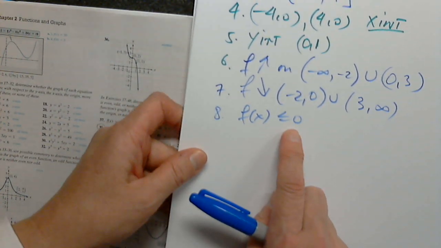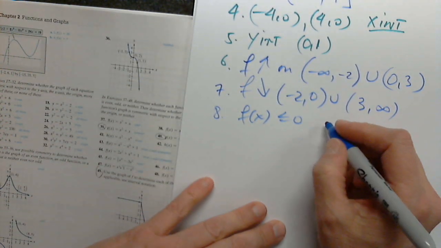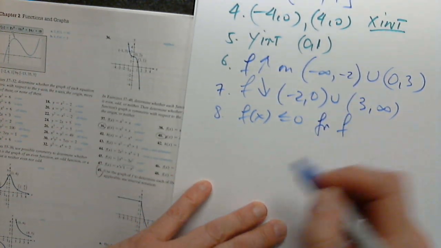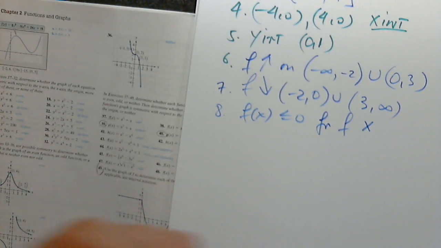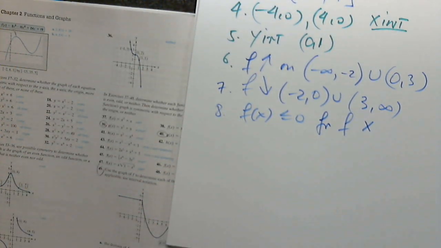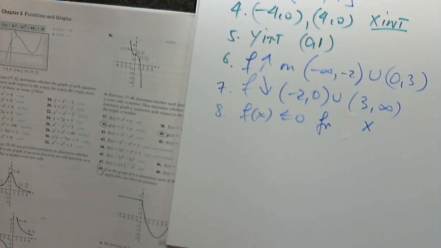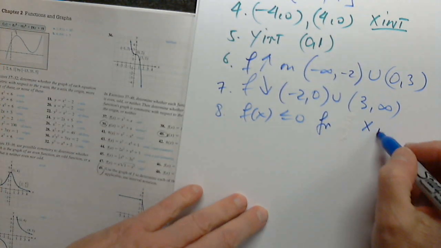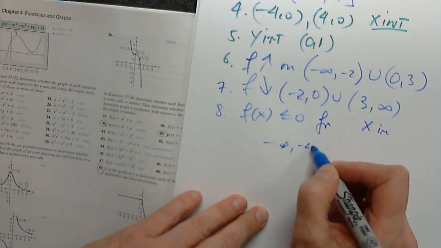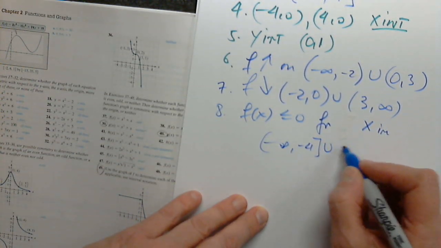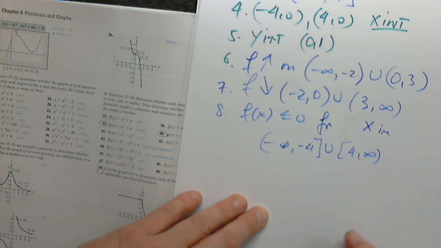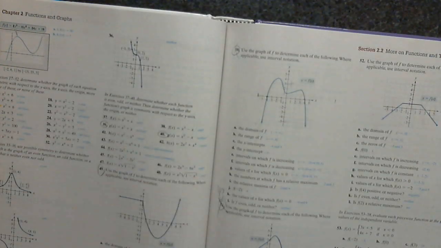f of x is less than or equal to 0 for x in the interval negative infinity to negative 4 closed with a bracket, union 4 to infinity. Oh, I know, you're going to see everything. I just don't want to go in and out. I'm going to show you everything in a minute.